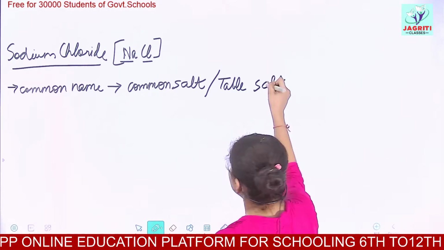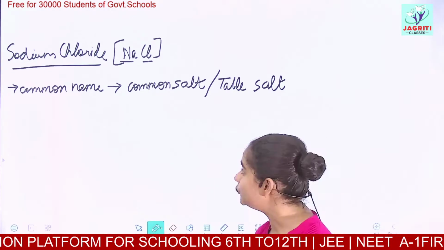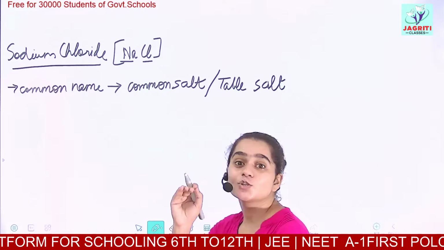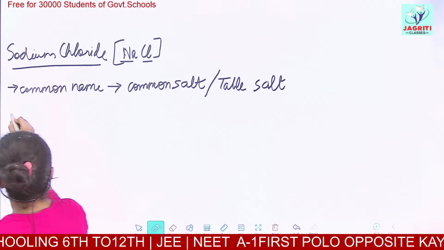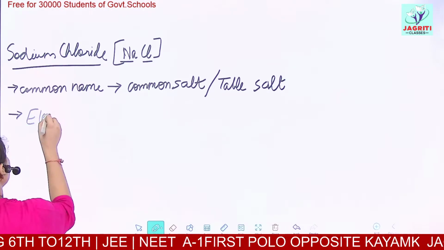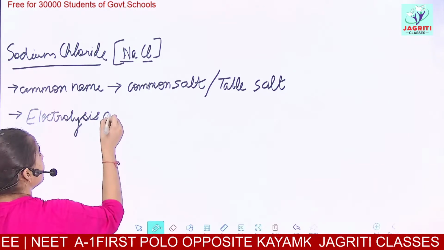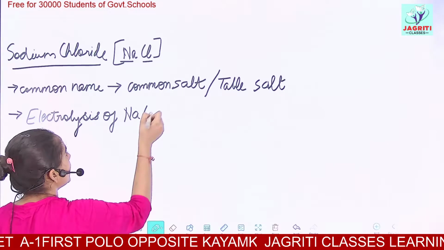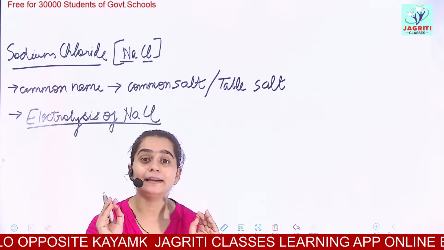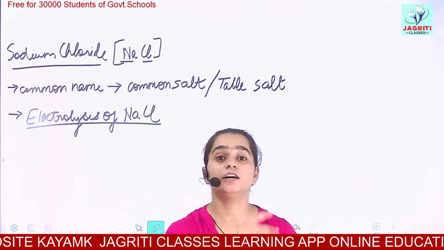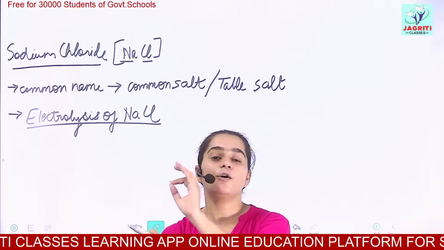And what are the uses of sodium chloride? Sodium chloride is used to enhance the taste of our food, and it is rich in iodine. So sodium chloride is also a great source of iodine. Now we'll discuss a very important process which is called electrolysis of sodium chloride. For discussing electrolysis, first you should understand what the term electrolysis means. Electrolysis means breakdown of a component on passing of electricity.